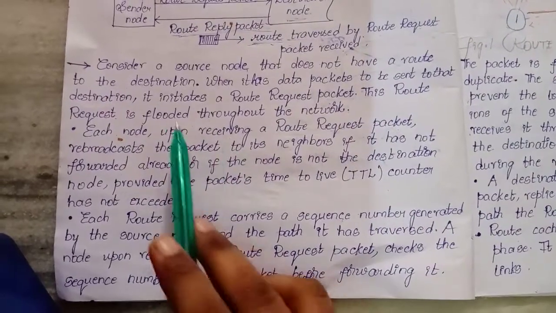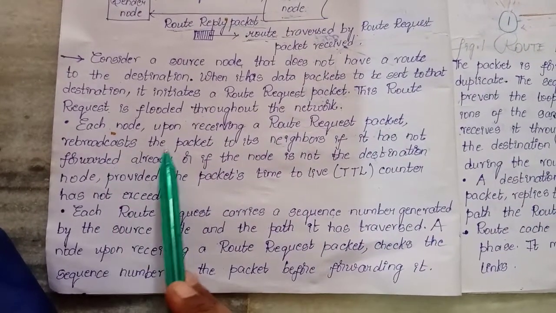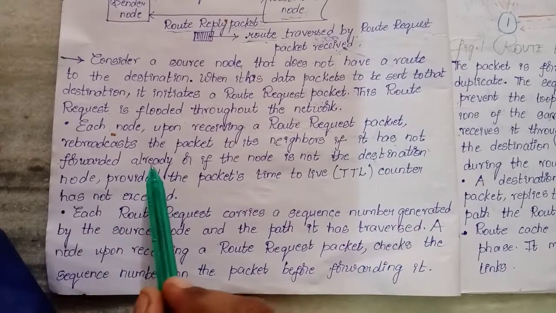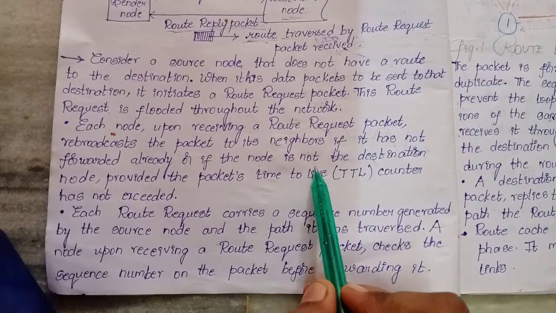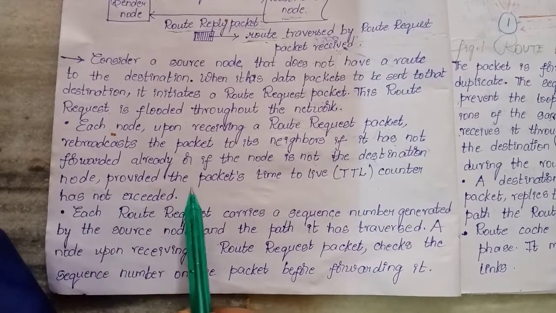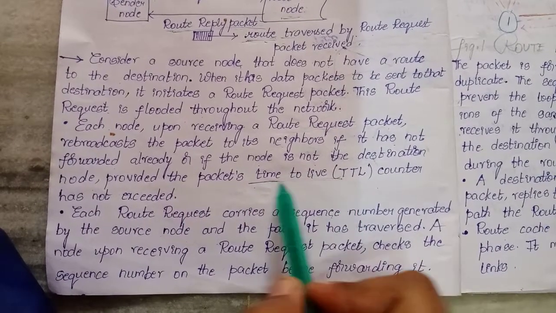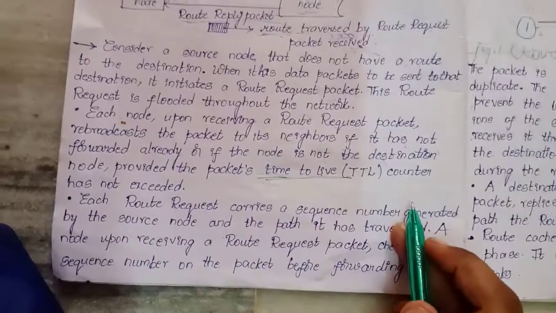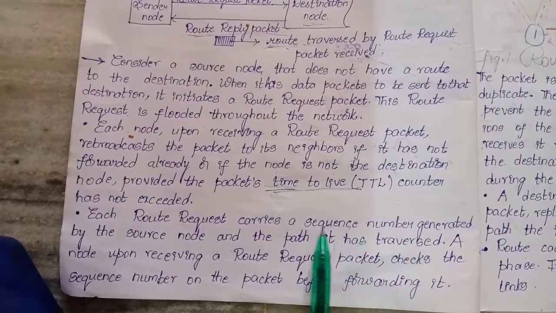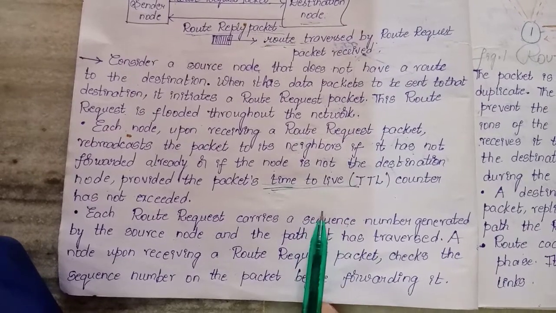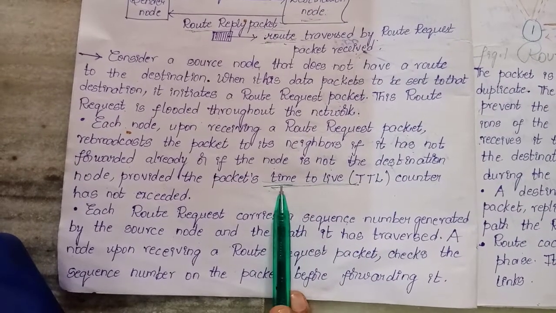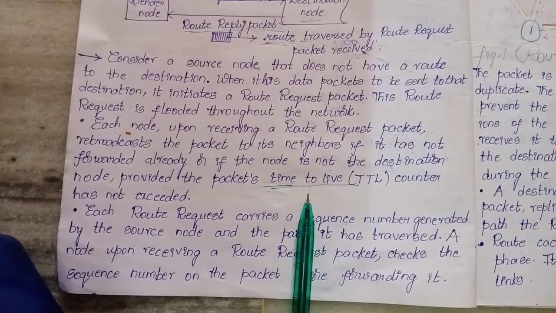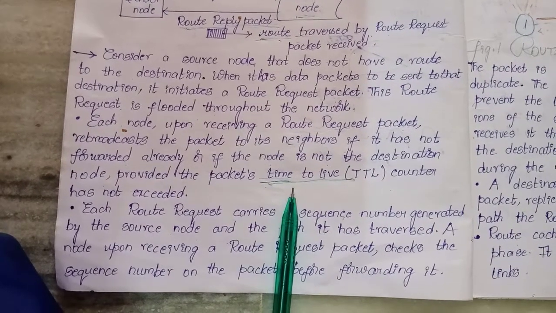Each node, upon receiving a route request packet, rebroadcasts the packet to its neighbors if it hasn't forwarded already, or if the node is not the destination node, provided the packet's time to live allows. There is a time to live counter here. See, it just can't simply forward the route request packet all the time, right? So there must be a time limit. So the time to live counter is there in order to make sure the operation is done quickly.